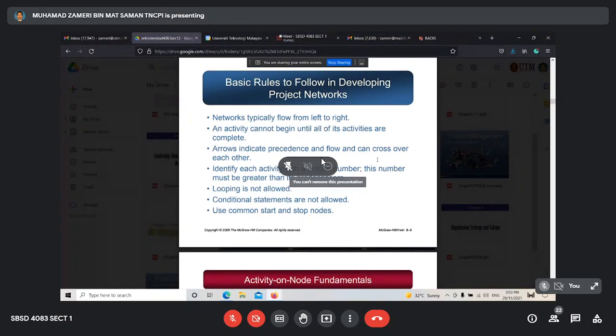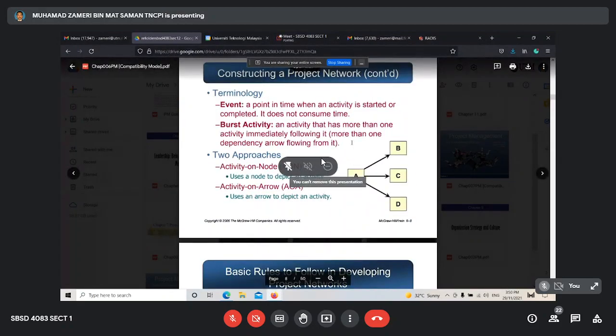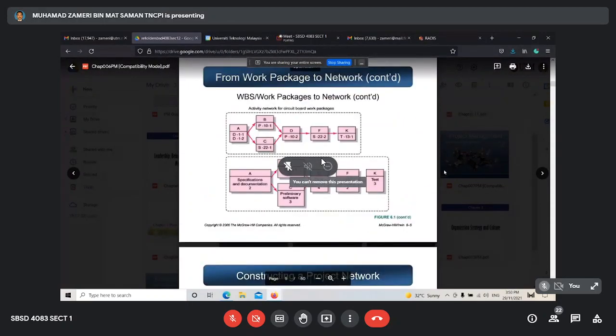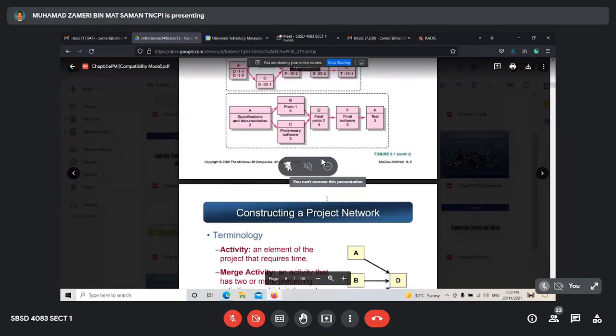Loops are not allowed. That means looping, returning back, cannot be allowed, because our network must be from left to right. So it cannot return back.